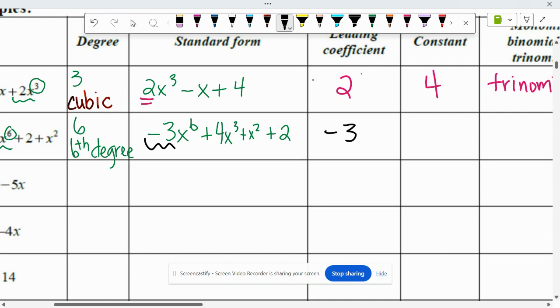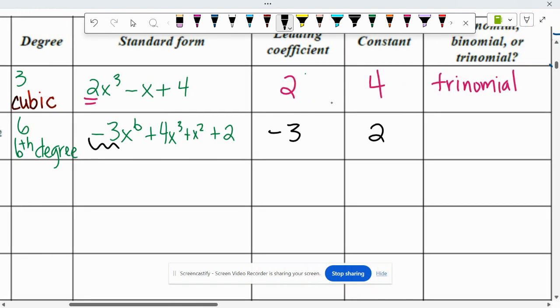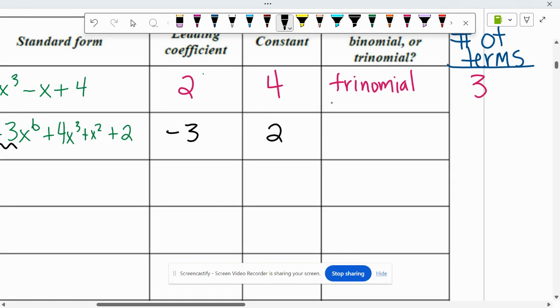Nope. Noah. Good job. 2. How many terms does this have? How many terms? How many things are separated? How many clumps? Yeah, 4. 4 things are separated or joined, like separated with a plus or a minus. So it has 4 terms. That means it's just called a polynomial. We don't have a special name for it other than that.